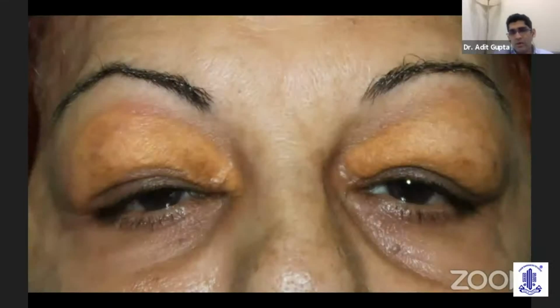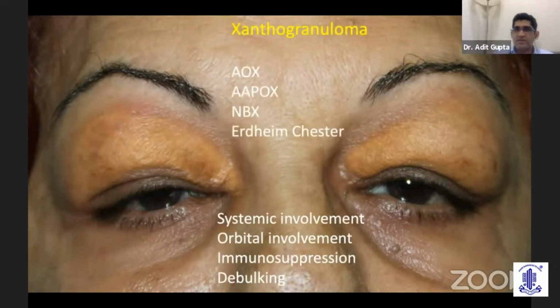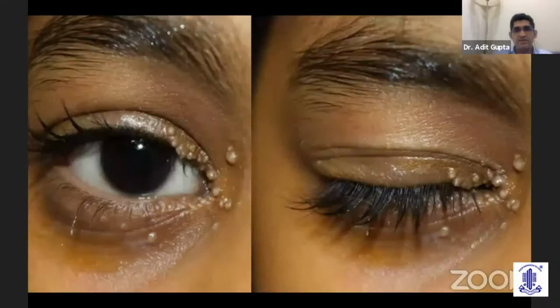But not all yellow looking tumors are xanthelasmas, as in this lady, where you can see that she has yellowish plaques on the upper eyelid, but she has mechanical ptosis on both the sides, along with diffuse thickening of the upper eyelid skin and extension of the tumor beyond the upper eyelid fold. Now, this could be a tumor which could have systemic implications in the form of a xanthogranuloma. It has 4 variants, of which Erdheim-Chester disease has very poor prognosis. So you need to do a proper systemic workup if you have a suspicious xanthelasma, and immunosuppression and debulking along with local steroid treatments works well for these lesions.